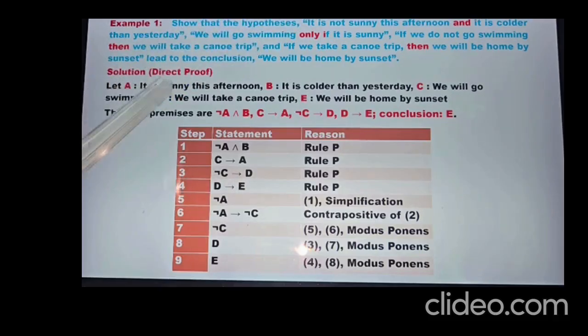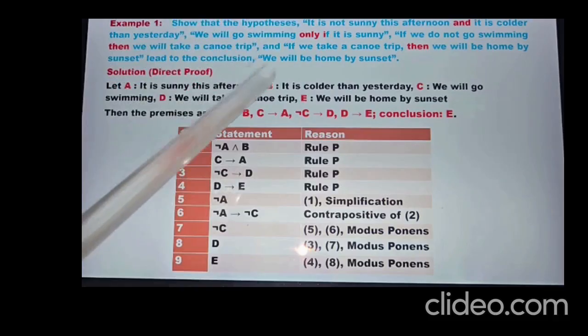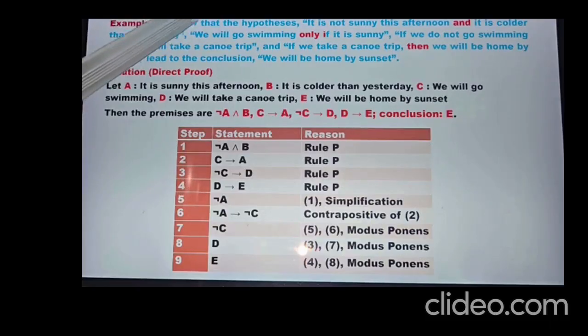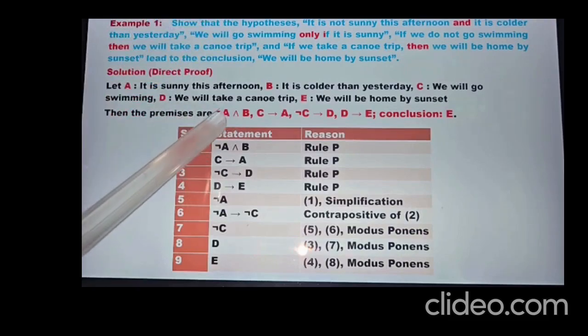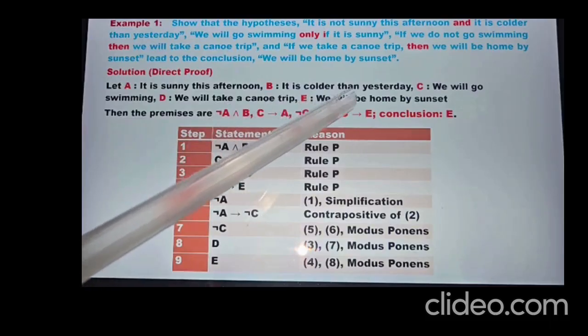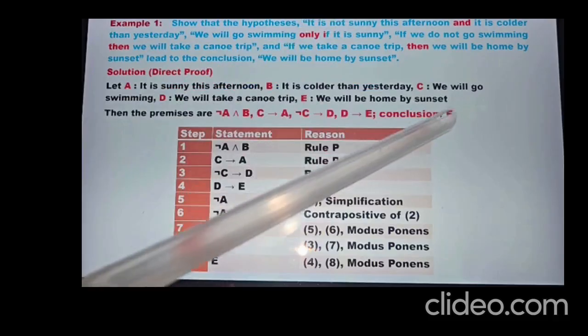A denotes it is sunny this afternoon. B is the statement it is colder than yesterday. C is the statement we will go swimming. D is the statement we will take a canoe trip. E is the statement we will be home by sunset. Then the above statements are given in premises form: negation A and B, C to A, negation C to D, D to E. That leads to the conclusion E.